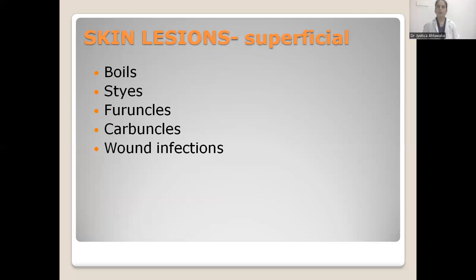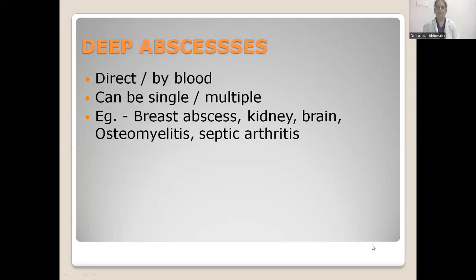The superficial infections caused by staphylococci are various skin lesions like boils, styes, furuncles, carbuncles, and wound infections. In deep abscess, either by direct inoculation this organism produces a localized deep abscess, or it is carried by the blood as bacteremia, and it can involve single or multiple sites. Various abscesses occur, like breast abscess, and in the kidney, brain, and bones, and it can also lead to septic arthritis.